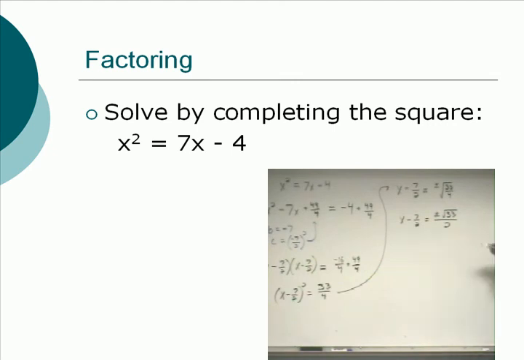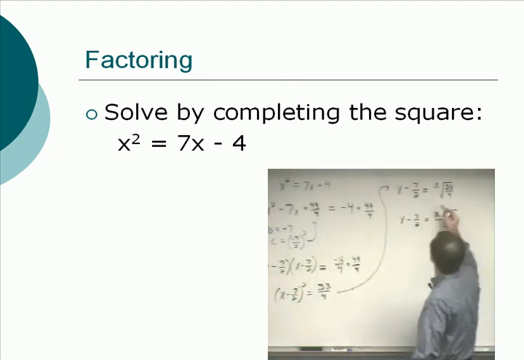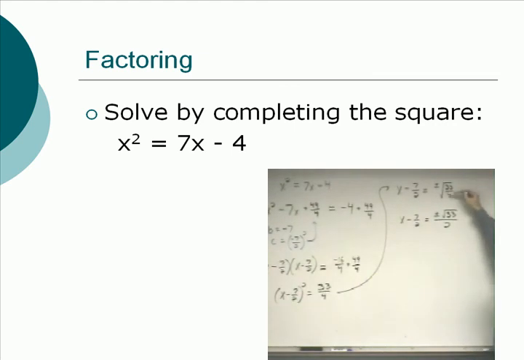Well, remember, if you've got a sign on a fraction, it can go with either the top or the bottom. We always just associate it with the top.